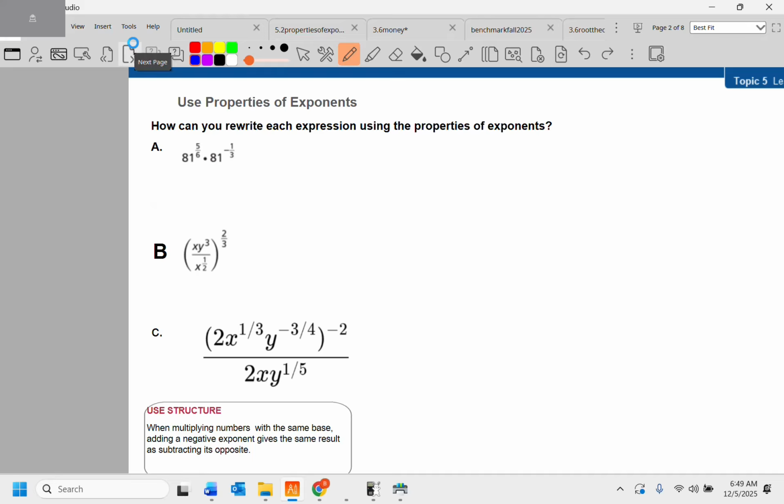All right, so here we have, how can you rewrite each expression using the properties of exponents? Well, first off, these are like terms. So, since I'm multiplying, I need to go ahead and add. All right, 5/6 plus a negative third. Now, a negative third is going to be negative 2/6. So this is going to give me 81 to the 3/6, which is 81 to the 1/2 power.